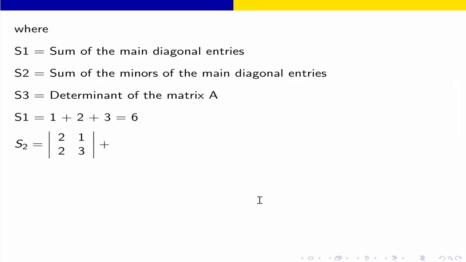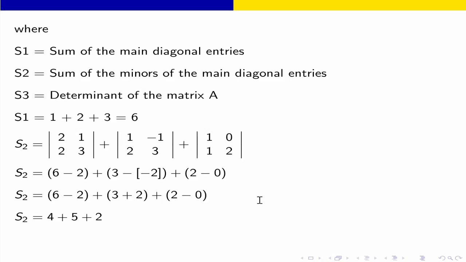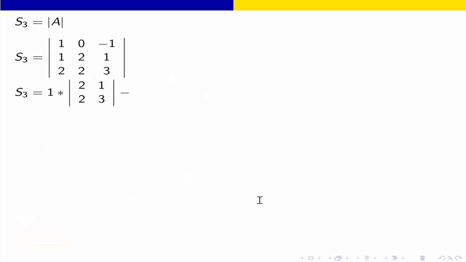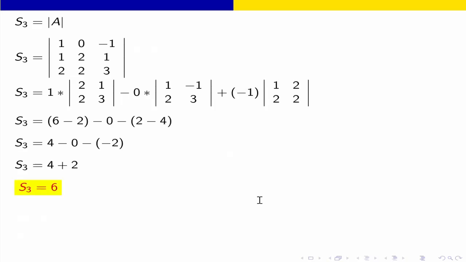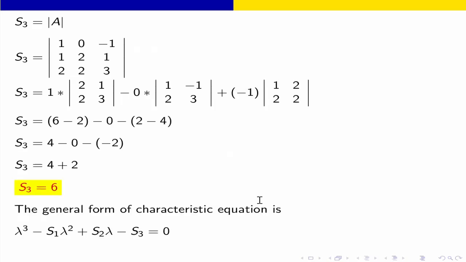Similarly S2 is nothing but the sum of the minors of the main diagonal entries. Therefore we can find the minors. So we will get S2 is equal to 11. Next we want to find the determinant of the matrix A. The determinant of the matrix A is S3, and S3 is nothing but 6. Therefore replace the values of S1, S2 and S3. So we will get lambda cube, instead of S1 we replace 6, instead of S2 we replace 11, instead of S3 we replace 6. Therefore lambda cube minus 6 lambda square plus 11 lambda minus 6 equal to 0. This is the characteristic equation. Now we go on to find the roots of the characteristic equation, which are nothing but the eigenvalues.